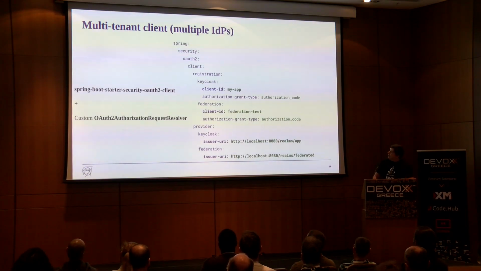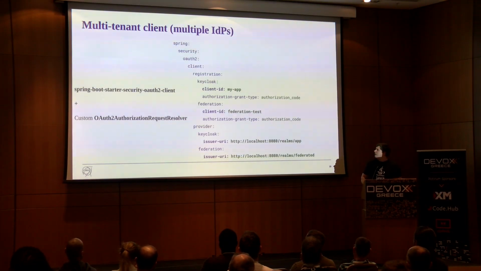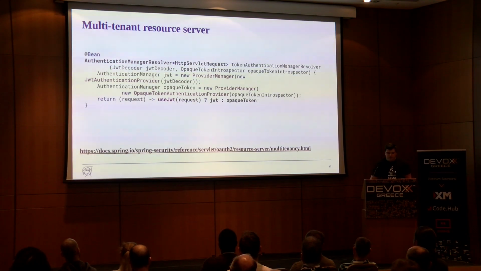Now, in terms of code, if you want to just do multiple IdPs, so to select from your application where you want to go to, it's easy. You just use Spring Boot Starter Security OAuth2 Client, and you configure a special OAuth2 authorization request resolver. And basically, you see here that we have two options. We have Keycloak and Federation, and there are two different realms in my Keycloak instance. We're going to see exactly how that works in the examples. But like I said, you can use it, but maybe don't.